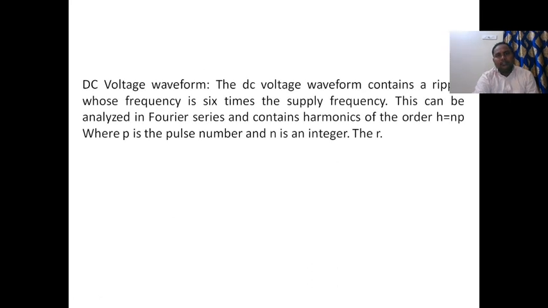The DC voltage waveform contains a ripple whose frequency is 6 times the supply frequency. This can be analyzed by Fourier series and contains harmonics of the order h equal to n into p, where p is the pulse number and n is an integer. Then Vh is equal to VD0 into root 2 by h squared minus 1, of 1 plus h squared minus 1 of sine squared alpha, whole power 1 by 2. This is the harmonic content formula in a 6 pulse converter.